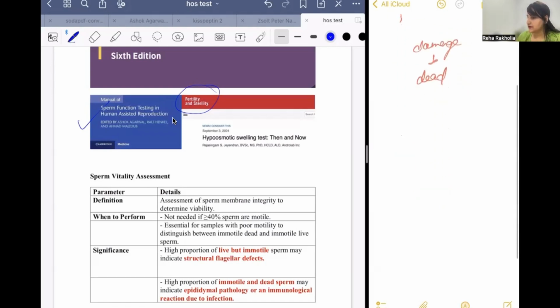Now, when do we perform this test? The test is not needed if the motility is 40% or more, meaning 40% or more of the sperm are moving. Then we don't need this sperm vitality test. It is needed if the sperm in the sample aren't moving much, and we need to figure out whether they are alive but unable to move, or completely dead.